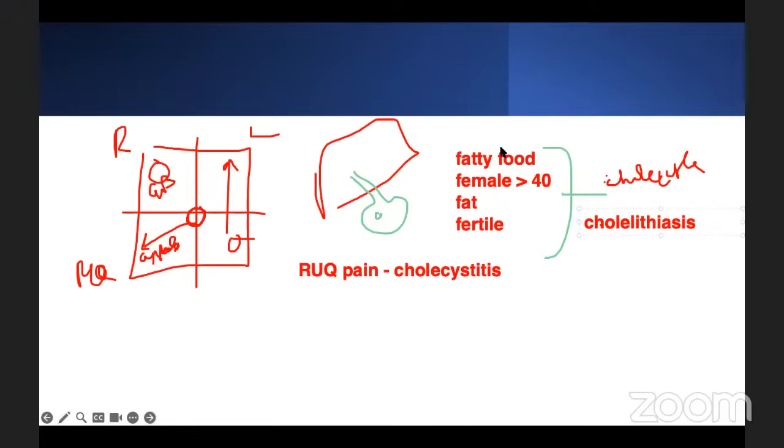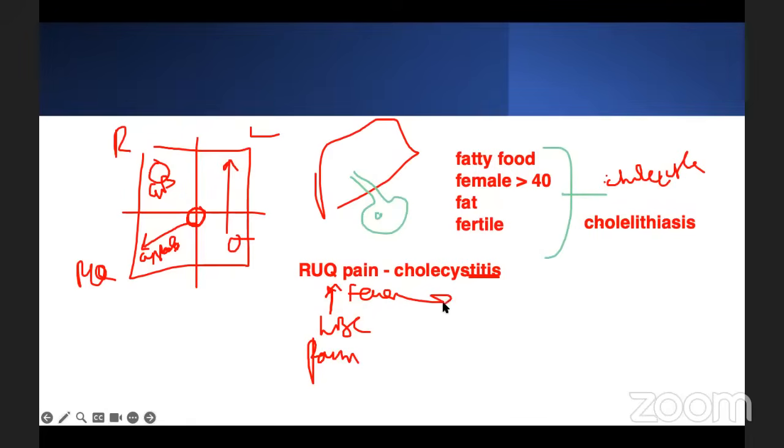So this is the risk factor to form stone. When you get a stone that blocks the tube, the gallbladder, you form cholecystitis. We already know cholecystitis, you're going to have fever. Cholecystitis, when you come in, your white count will be high. Cholecystitis, when you come in, you're going to have pain.